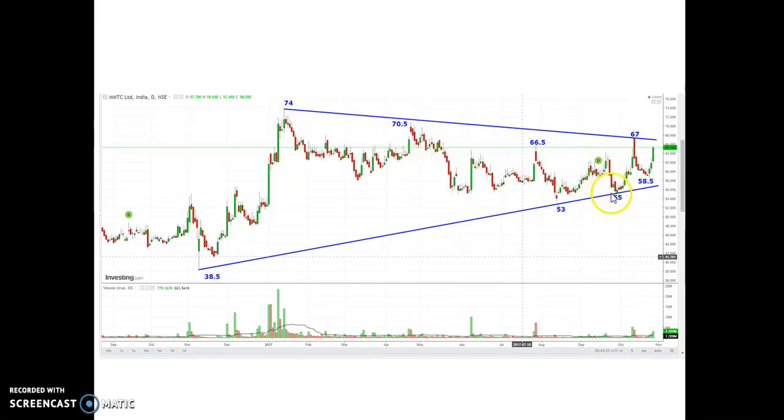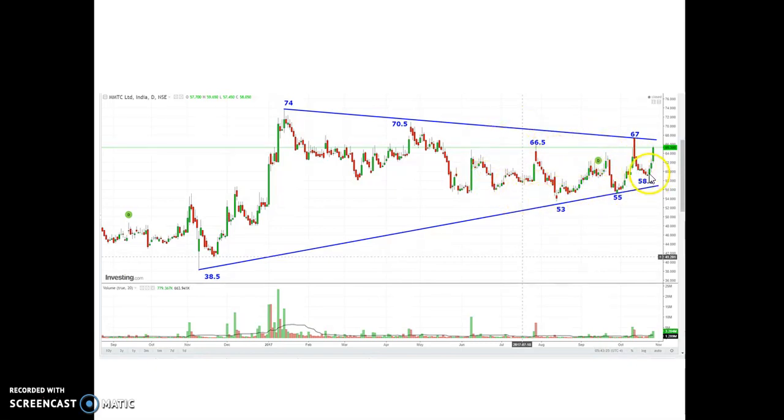66.5. Here it moved into a sideways consolidation from the month of August till the end of October, almost 4 months. The stock moved in a narrow range of 53 to 58.60, in the range of 50 to 60, almost a 10 rupee difference. The stock almost moved in this range for 4 months.